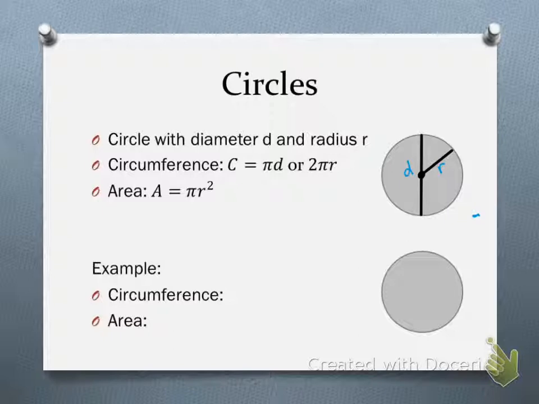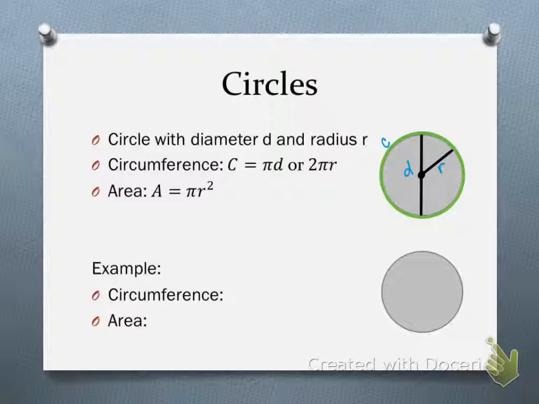And our circumference is this green part. So the entire length around the circle is our circumference. The way that we find our circumference is multiplying pi times the diameter, or 2 pi r.